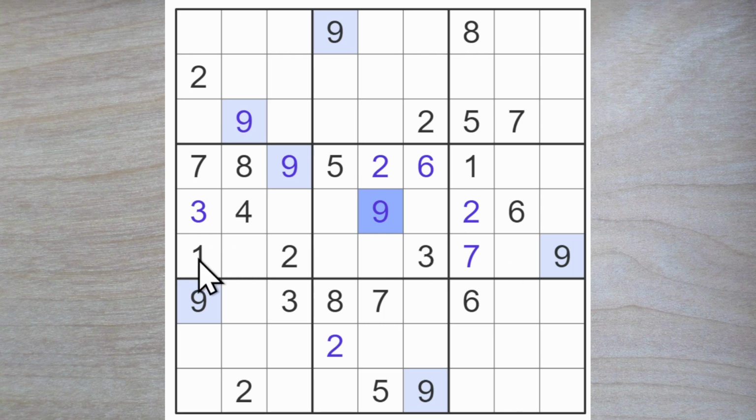Let's see, we have a 1 and a 7 here blocking. So these two squares must be 1 and a 7. Is that not so? And therefore these must be a 5 and an 8. And we have an 8 blocking here. So this is a 5. Therefore we have a 5 here and an 8 here.